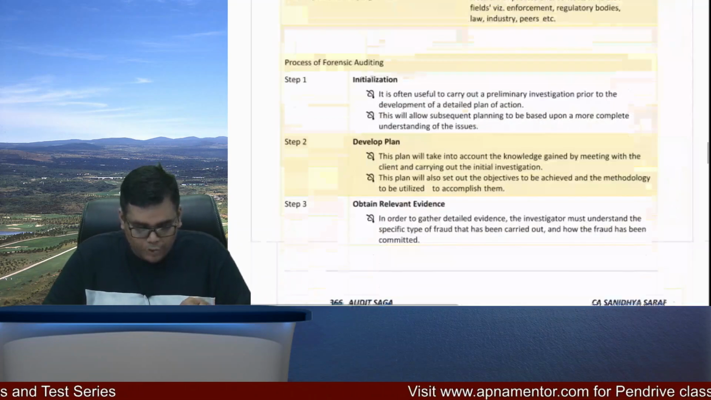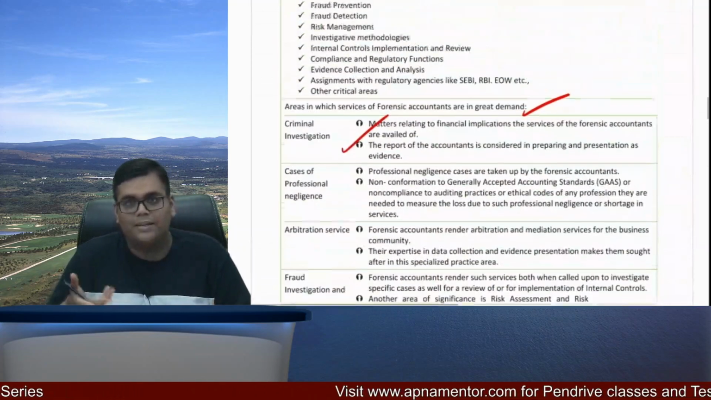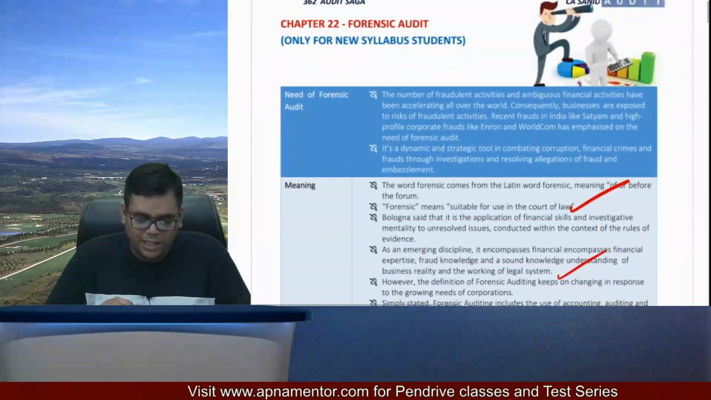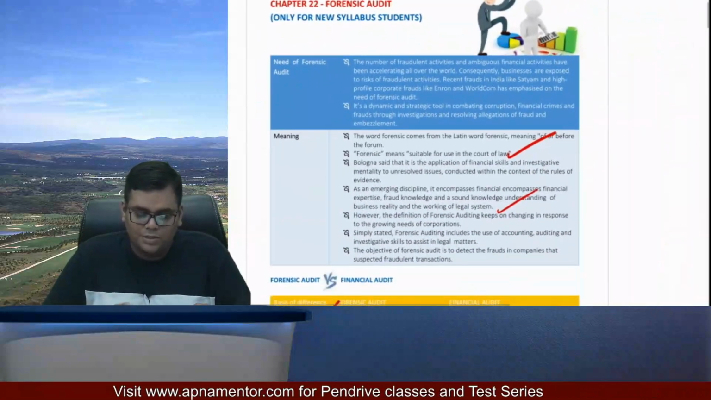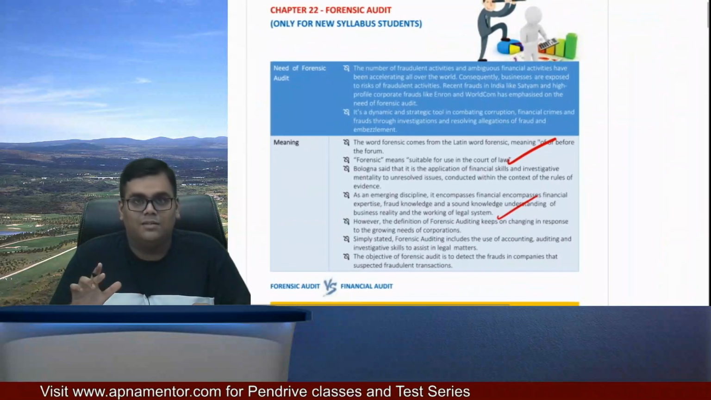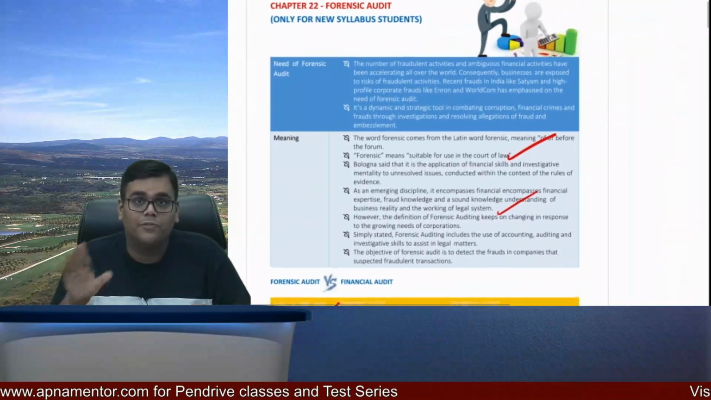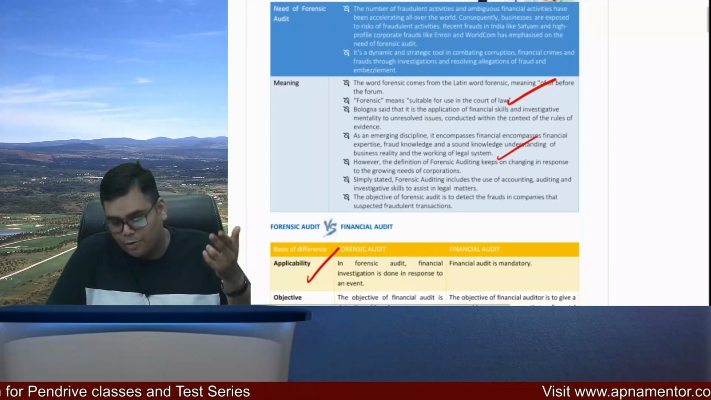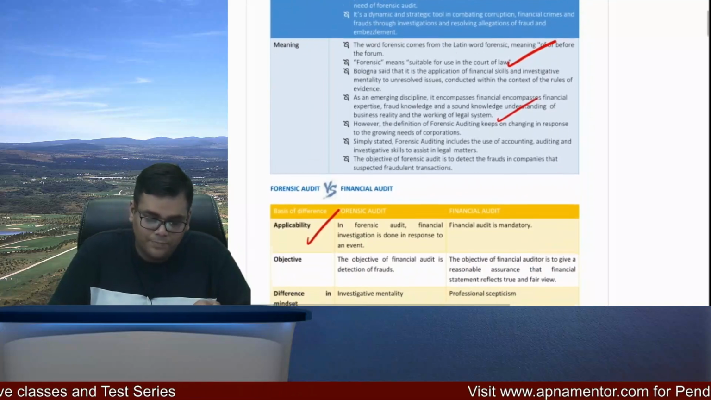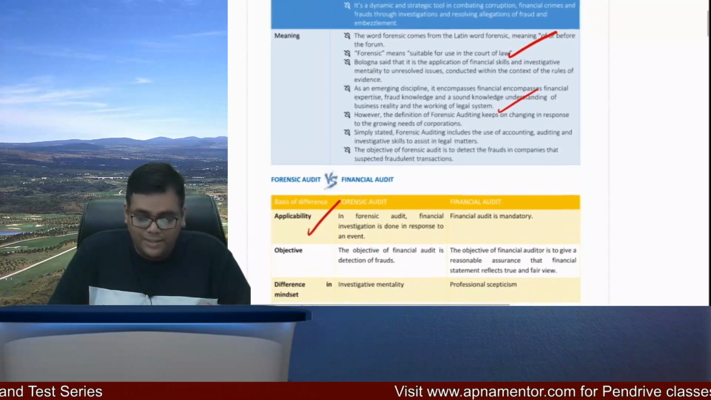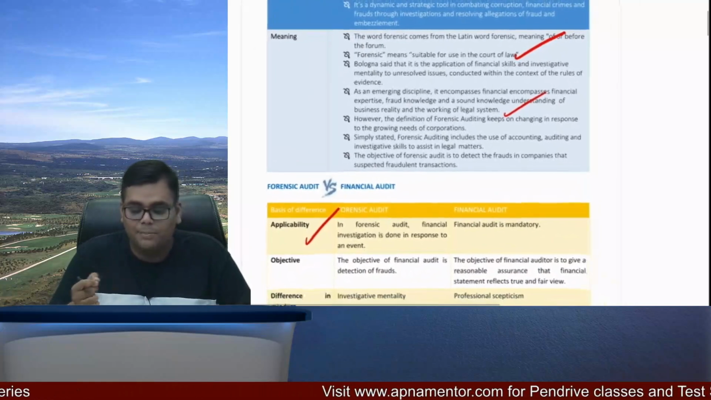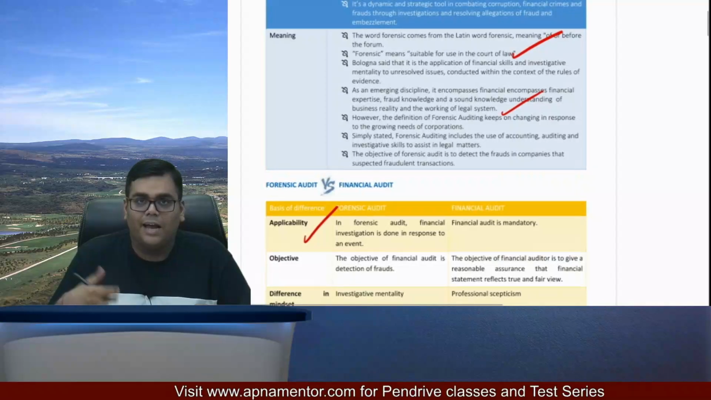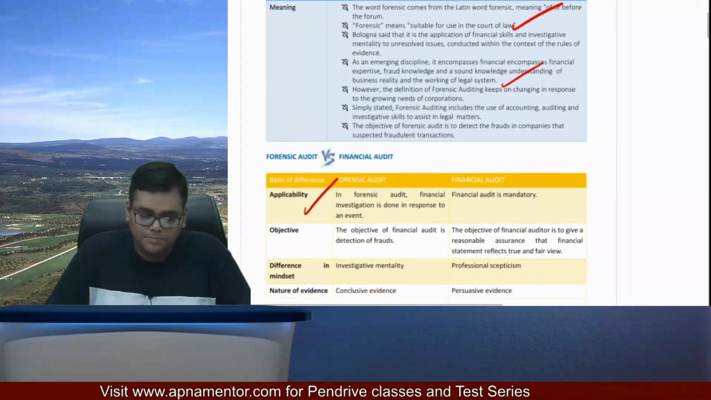Right. So a bit of understanding and more of rectification is to be involved. If we revise the chapter once again, first of all, there was a need for forensic audits. That is because of the risk involved in today's scenario in the corporate world, various frauds that took place like Satyam, and high profile corporate frauds like Enron, corporate scandal, WorldCom. Then the meaning of the word forensic: it comes from the word forum, meaning of or before the forum, and forensic means suitable for use in a court of law.